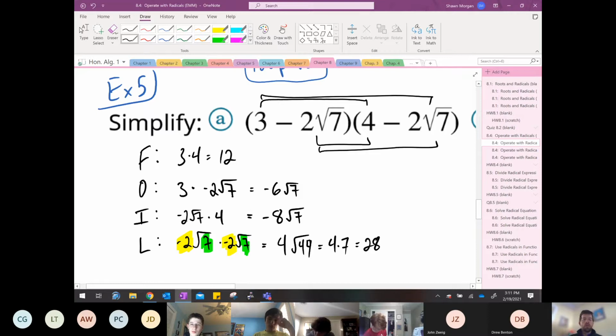Now, when we do FOIL, what do I do at the end? Any old FOIL problem, what do I always try to do at the end? What do you think, Tiago?